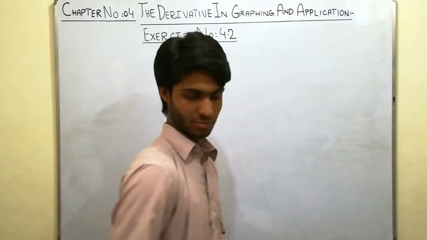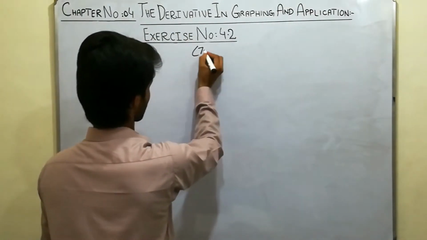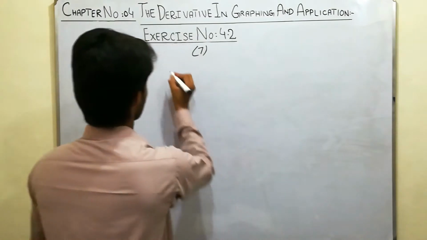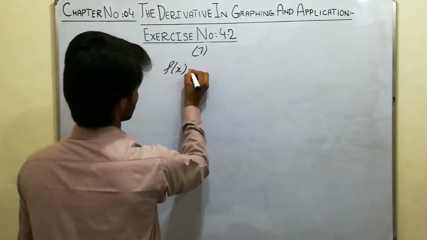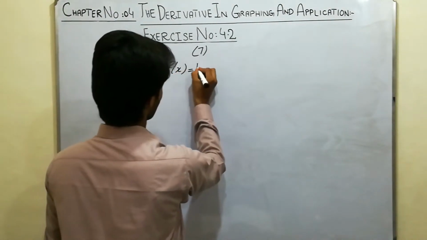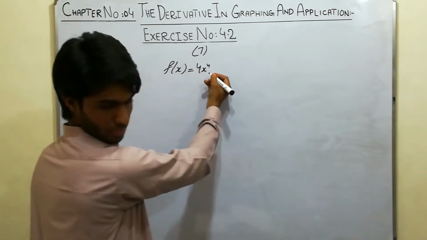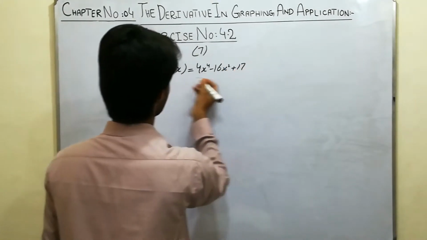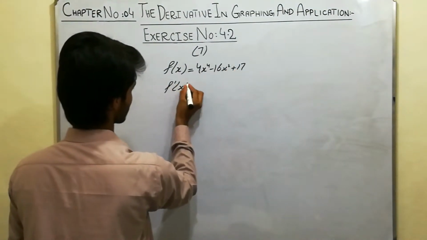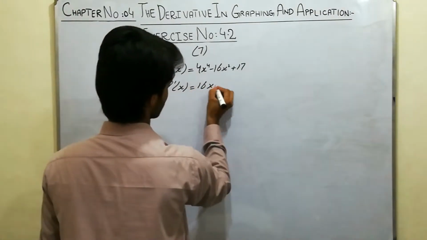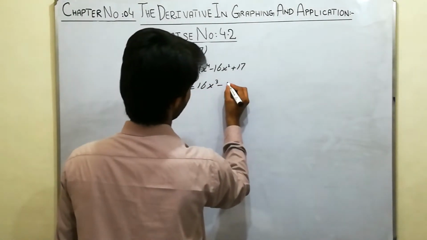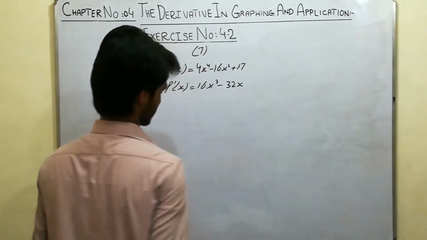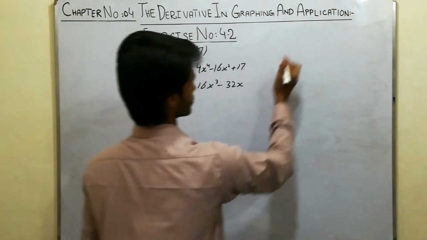Now going to the exercise questions, starting from question number 7. f of x is equal to 4x^4 minus 16x square plus 17. Differentiate: f derivative x is equal to 16x cube minus 32x. Put f derivative x is equal to 0.